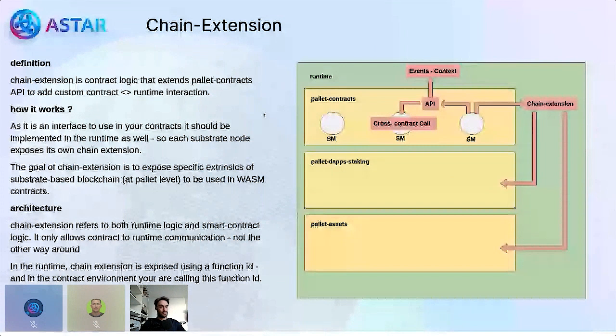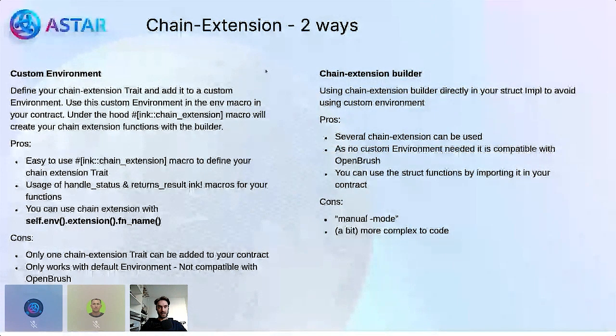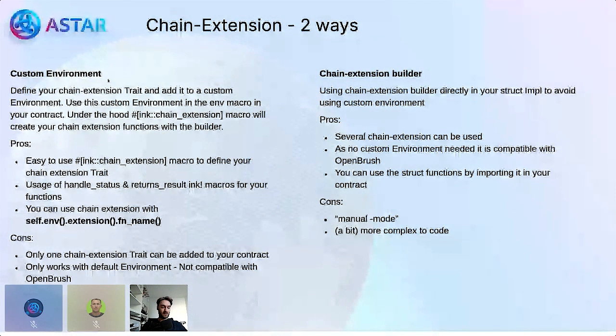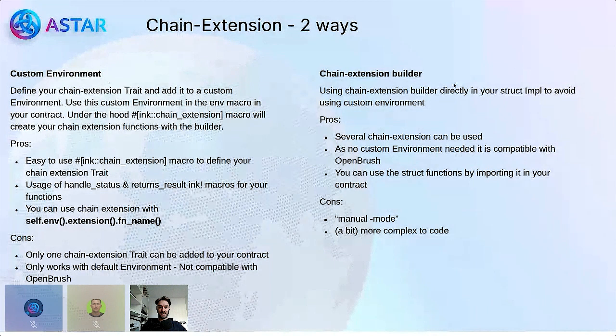So today I will present two ways of doing chain extension. I think there are many ways of doing it, but these two ways are the ones that make the most sense. The first is the custom environment, which is the way described in the ink documentation, as well as in the Parity ink repository. You have two examples of it, randomness and PSP22. So it's really the Parity ink official way. And there is a second way that uses the chain extension builder directly. It was inspired by the OpenBrush implementation of pallet assets, and it's how we will integrate it for pallet dApp staking for Astar Network in the coming days as well.